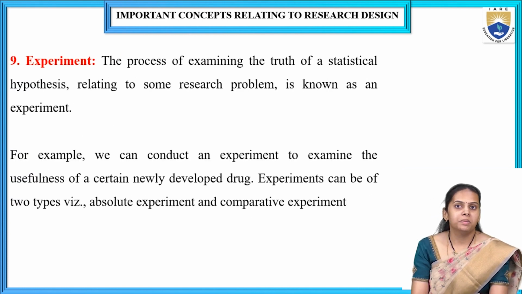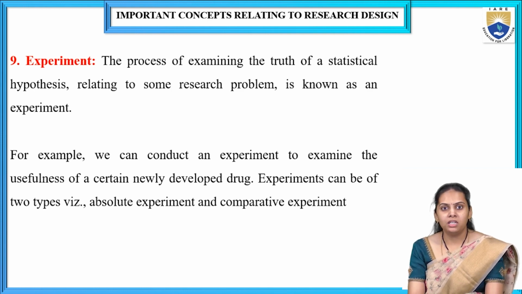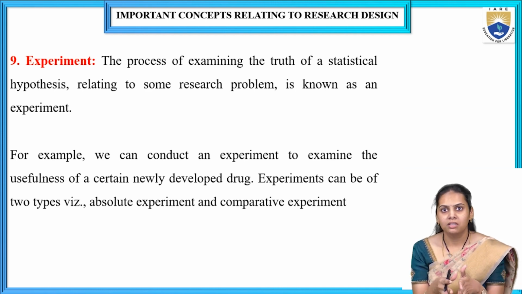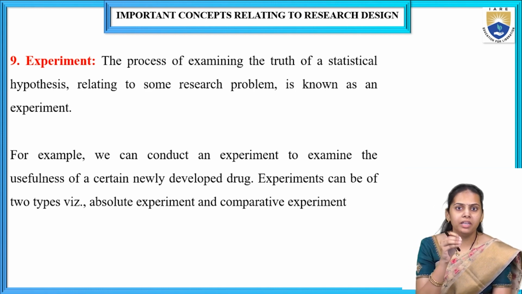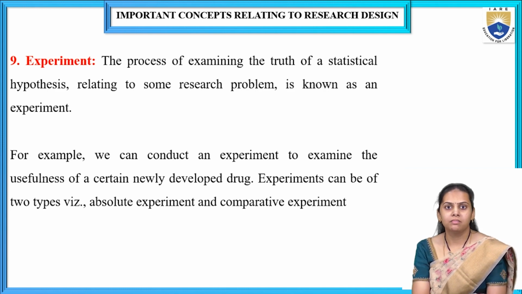Then what is an experiment? Generally, from childhood, when a person starts their studies, there are two types of studies. One is theoretical study, the other is experimental study. And later, when they are growing up, we even add research-oriented study. Then what is an experiment? The process of examining the truth of a statistical hypothesis relating to some research problem is known as an experiment.